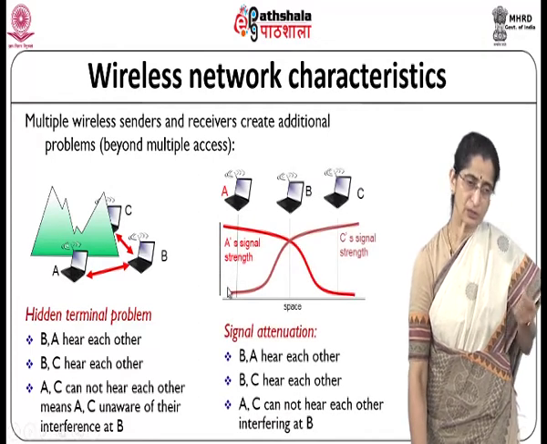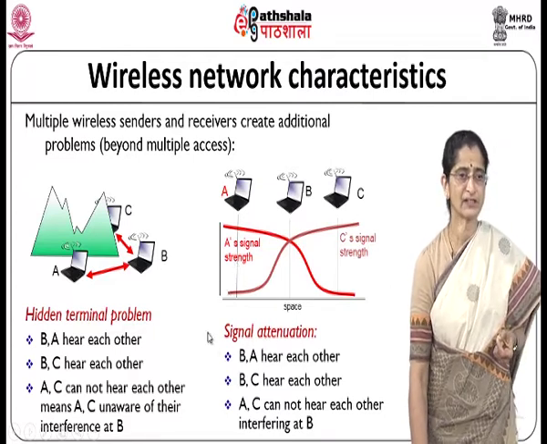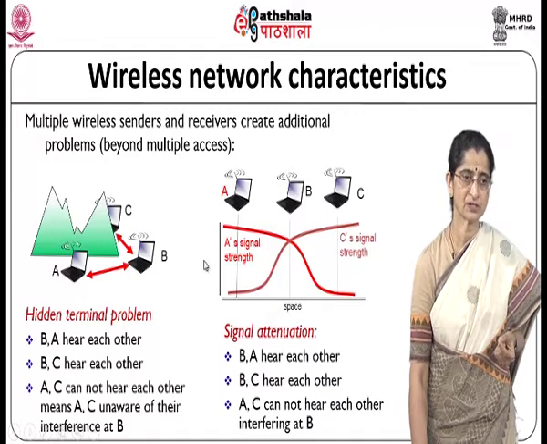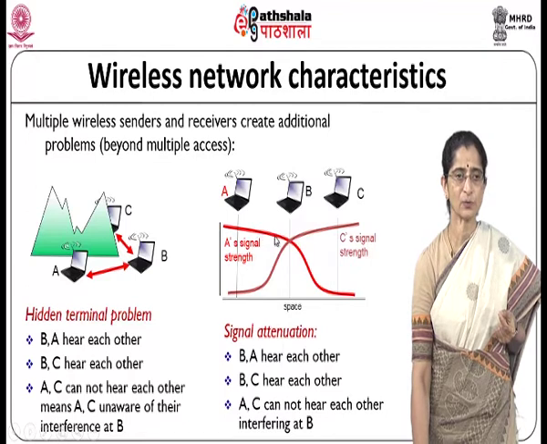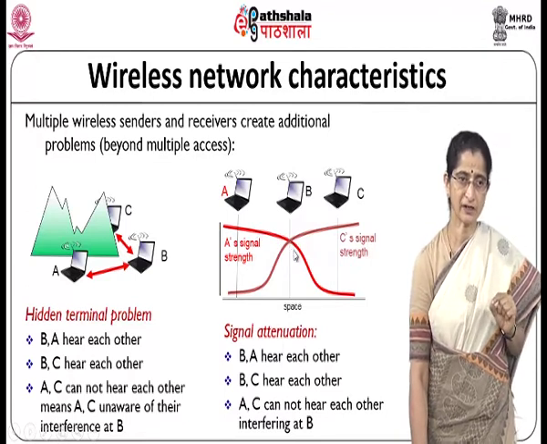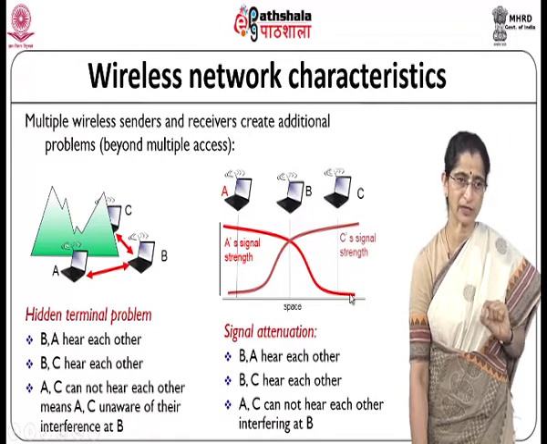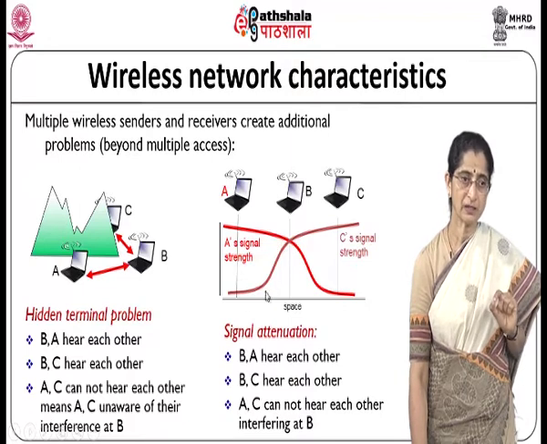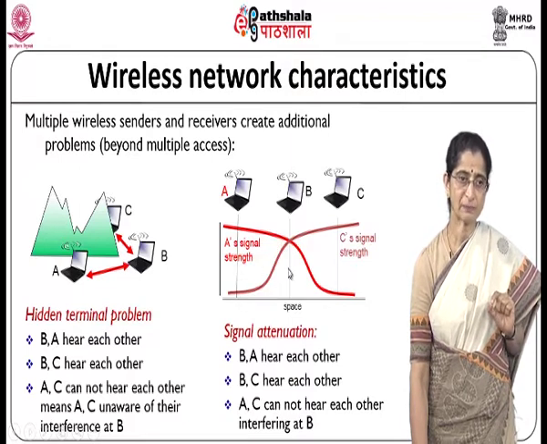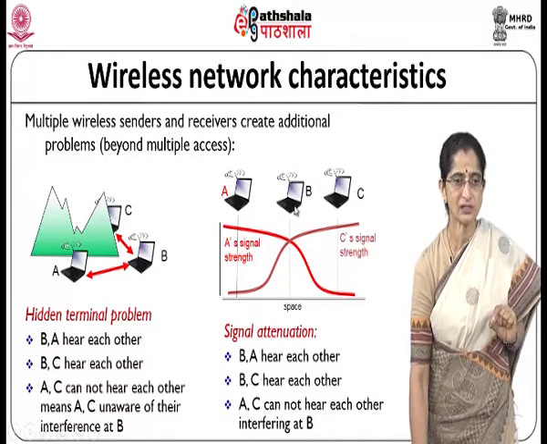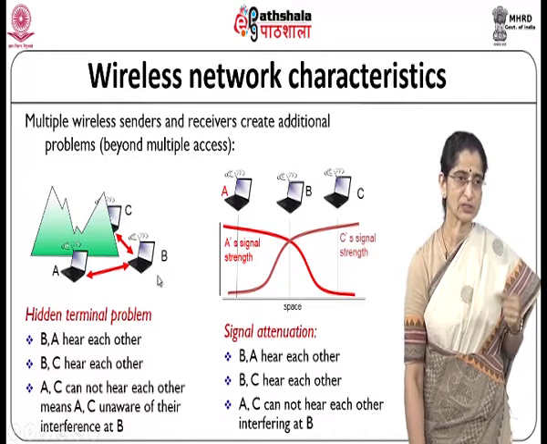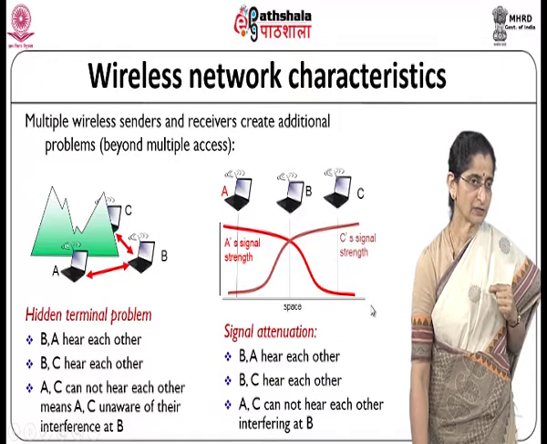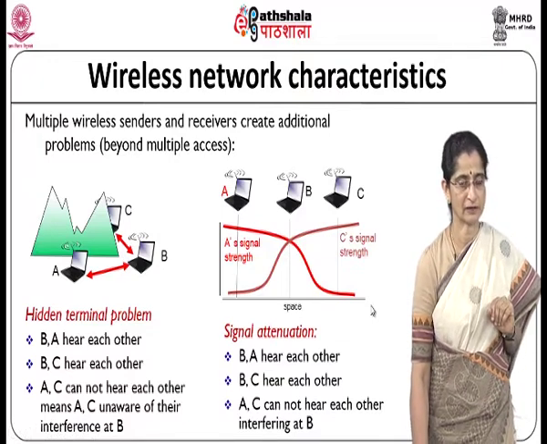This is accentuated by the fact that you have signal attenuation. The same thing could happen because of signal attenuation. A's signal strength, for instance, is such that when it goes to B, B can hear it, whereas by the time it goes to C, the signal strength is so low that C cannot hear it. The same thing happens with respect to C. C's signal strength is decipherable at B, but it is too low at A. So naturally, A and C cannot hear each other, and that causes interference at B. This hidden terminal problem occurs because of these kinds of reasons. So this again is a problem that we need to handle. This interference will have to be handled.